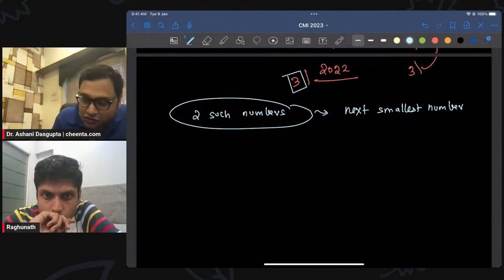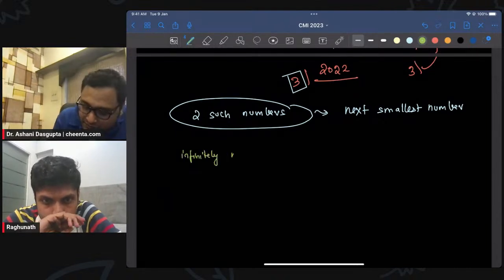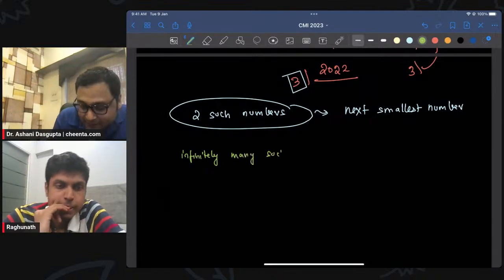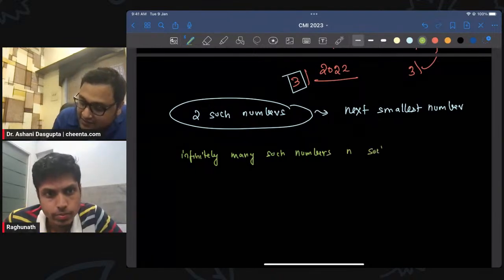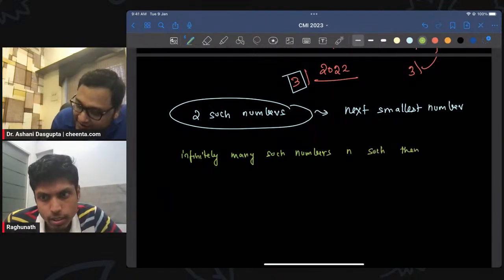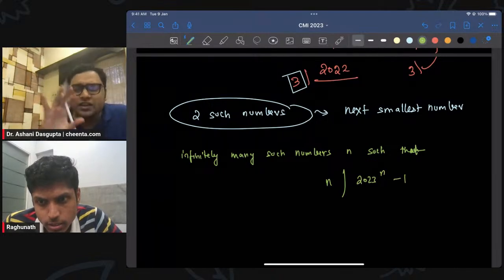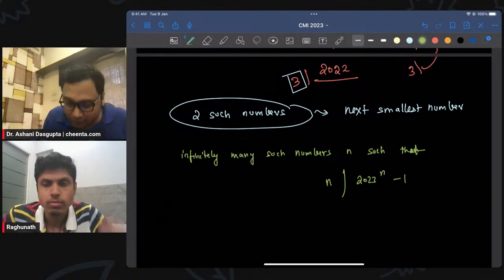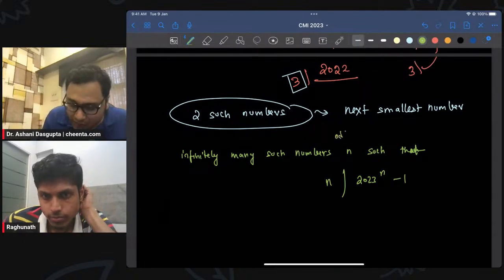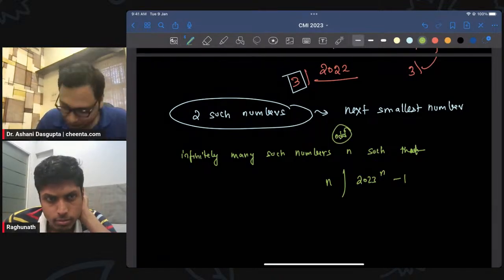And now I will show you that there are infinitely many such numbers n, such that n divides 2023 raised to the power n minus 1. Okay, how do I show that? How do I show that there are infinitely many such odd numbers n, such that n divides 2023 raised to n minus 1?